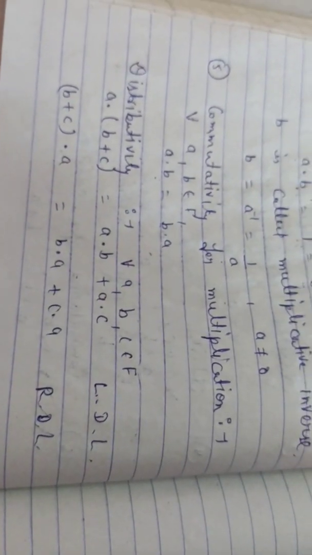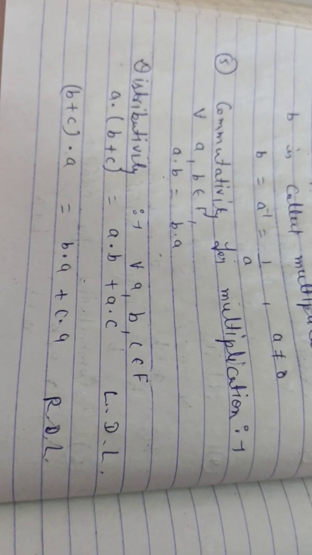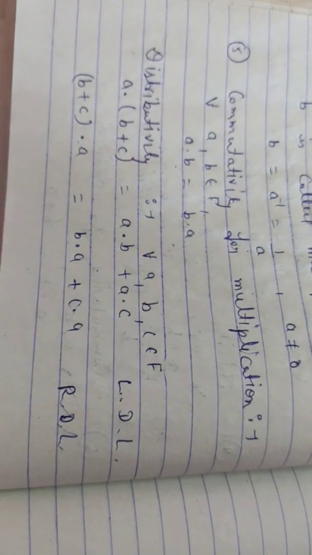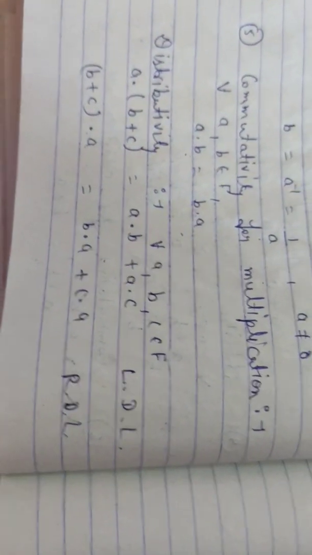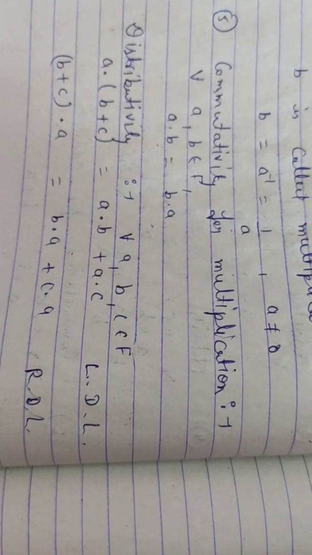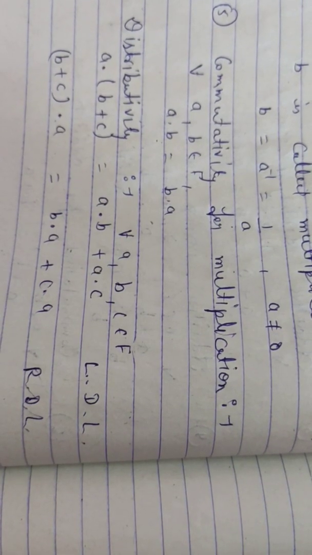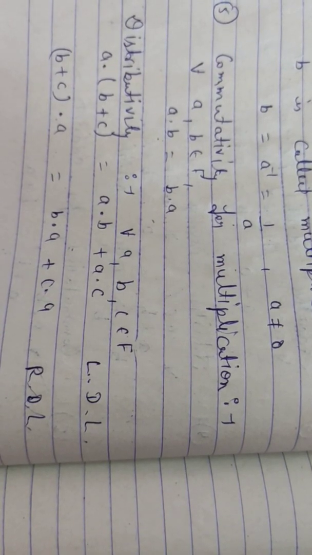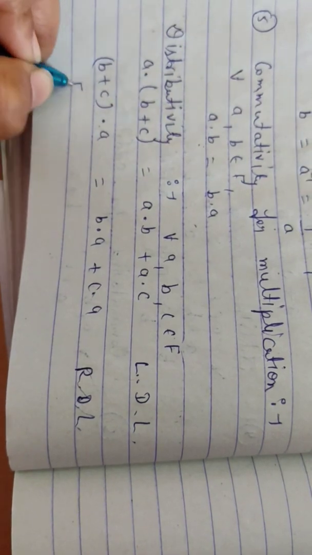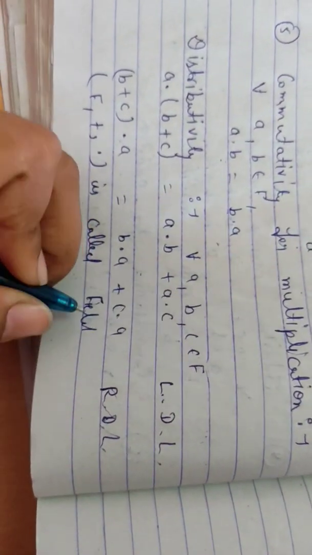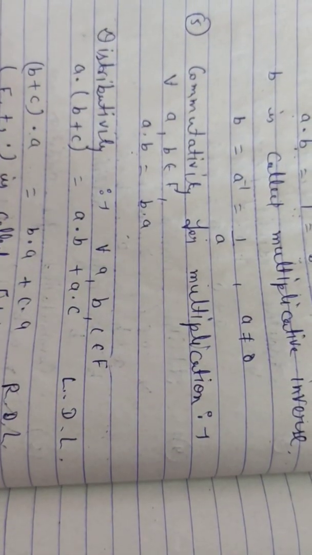So if F with these two binary operations, plus and dot, satisfies these axioms, 5 axioms for addition, 5 axioms for multiplication, and 1 axiom for the distributive law, left distributive law and right distributive law, then we can say that (F, +, ·) is called a field. This is our definition of field.